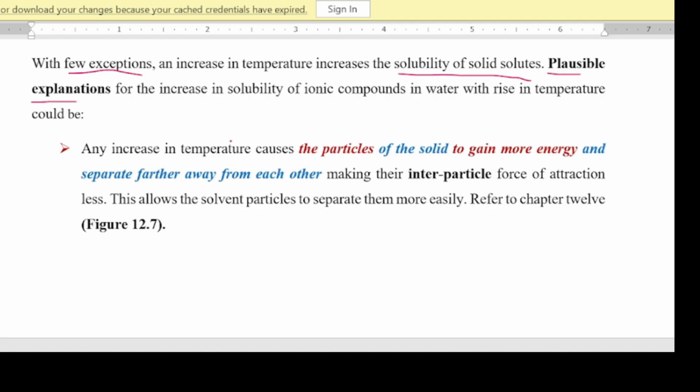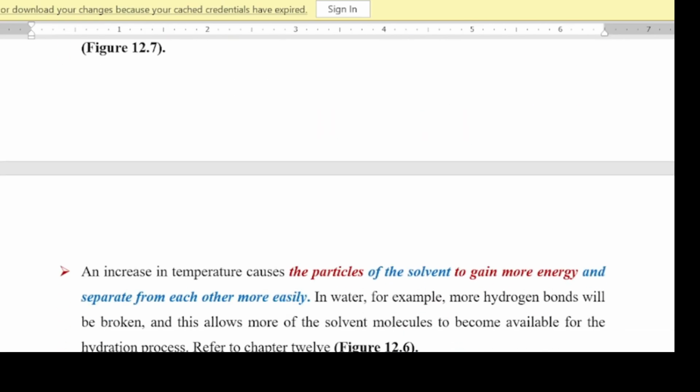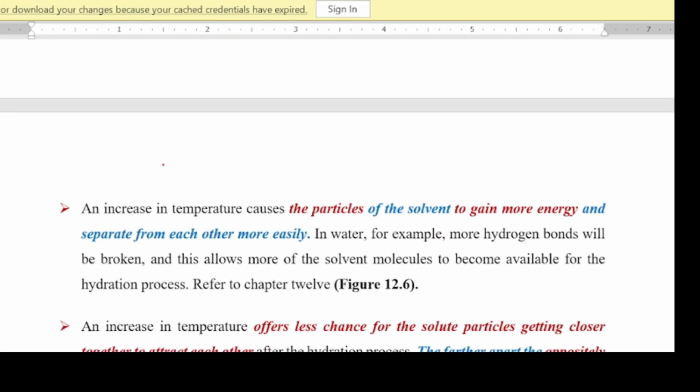One. An increase in temperature causes the particles of the solid to gain more energy and therefore they separate farther away, making the interparticle force of attraction less. It is something you call increasing the entropy. Secondly, when you do that, the solvent molecules will gain more energy and they separate from each other, like you have to break the hydrogen bonds, right? More free water molecules are there to do their job.